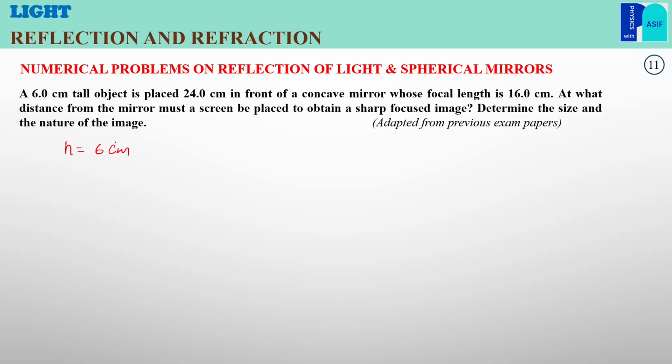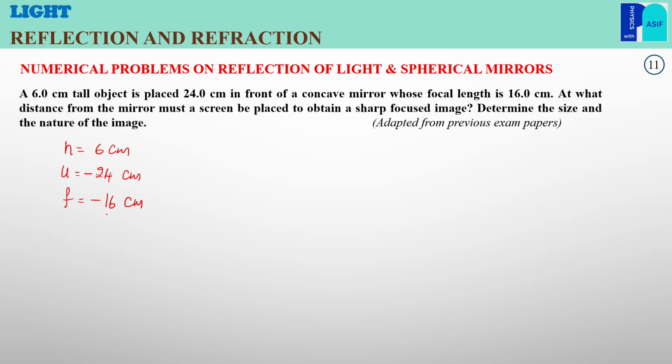And next, this object is placed 24 centimeter in front of a concave mirror, that is object distance u is equal to 24 centimeter. So object distance is negative, so minus 24. And the focal length of the concave mirror, that is f is equal to 16 centimeter. So focal length of a concave mirror must be negative, minus 16 centimeter.